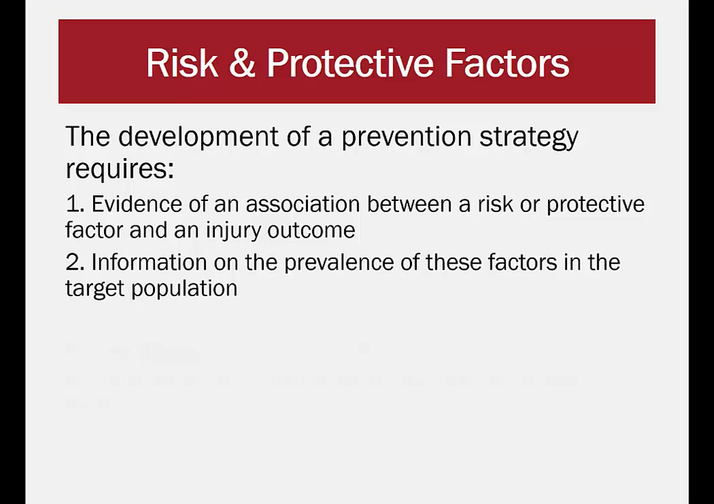Consider the risk and protective factors from the previous activity. There is evidence of an association between the protective factor, wearing a life jacket, and a decreased risk of an injury outcome, drowning. So, developing a promotional campaign to encourage the use of life jackets seems logical, but will not be likely to result in any measurable impact on drowning injuries if the target population already has a high rate of life jacket use. Thus, in addition to evidence on the association between life jacket use and drowning outcomes, we also need to know the prevalence of life jacket use in the population in order to develop an effective prevention strategy.